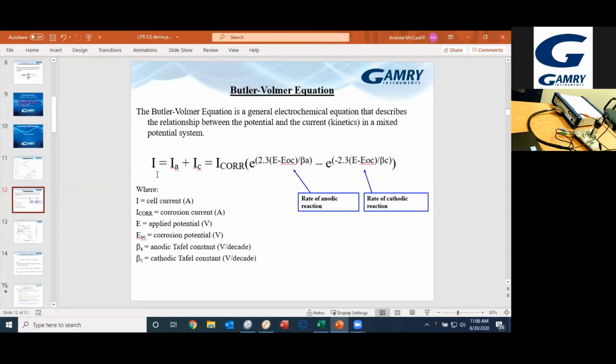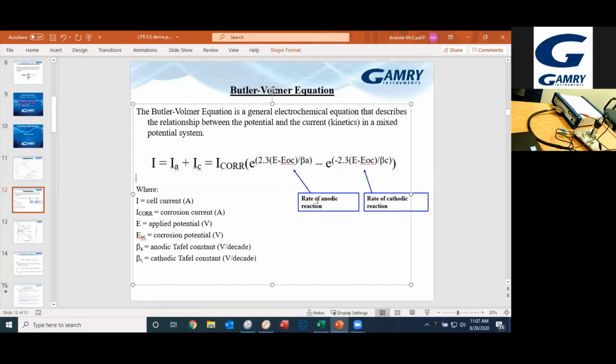Basically, the current that'll be observed in the system is going to be the sum of the anodic and cathodic currents, and this is going to be equal to this I-corr value that we observed at the open circuit potential, and then how it is affected by either the rate of the anodic or cathodic reaction that could be dominating, depending on if you have shifted your potential away from the open circuit potential.